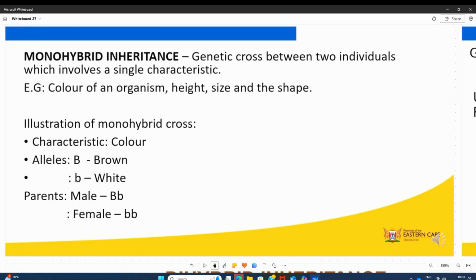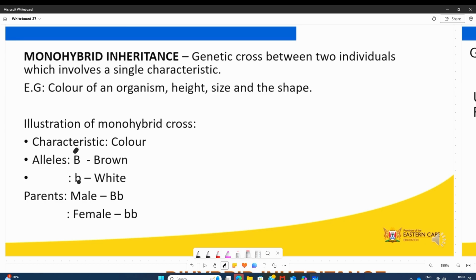Now, we have two parents. These parents are the two individuals that I said are crossed when I was defining monohybrid inheritance. Let's make an example. We have two colors here. We have a brown color and a white color. A brown color is represented by a dominant allele. A dominant allele is a capital letter B. That is a dominant allele. And the recessive allele is the small letter b. The small letter b represents the recessive allele, which is white, okay?